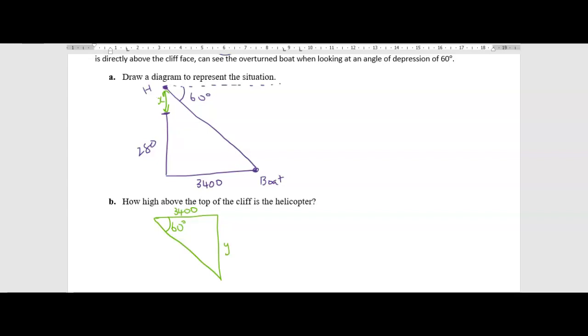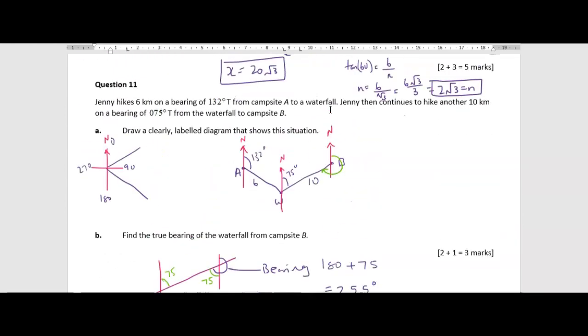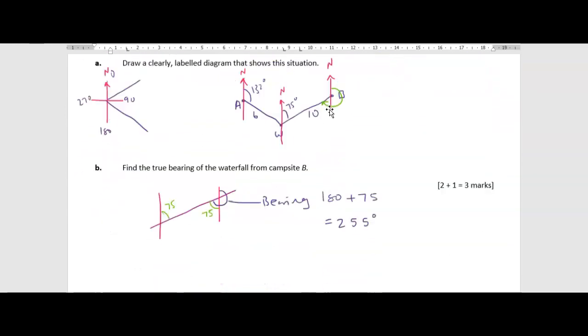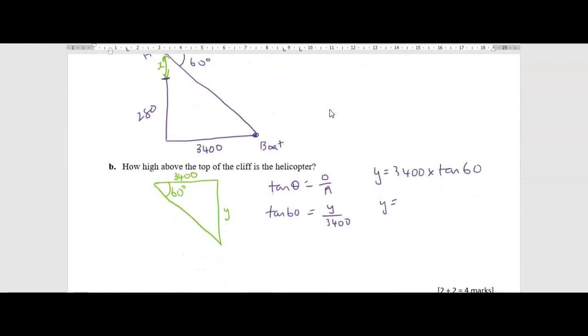All right, so we're going to be using tan. Usually in angles of elevation and depression questions, they're more often than not tan, but not always. So tan 60 equals opposite y over adjacent 3,400. Again, you're going to need to know your exact value. So y equals 3,400 times tan 60. We did that in a previous question. I think it was root 3, is that right? Yeah, square root of 3. So x is equal to 3,400 root 3 minus 280 meters.